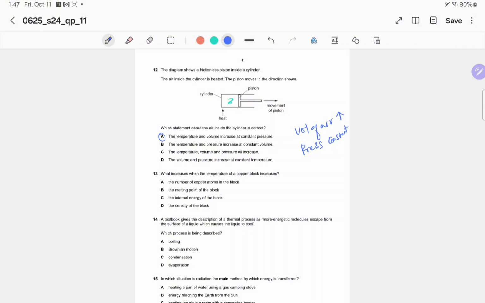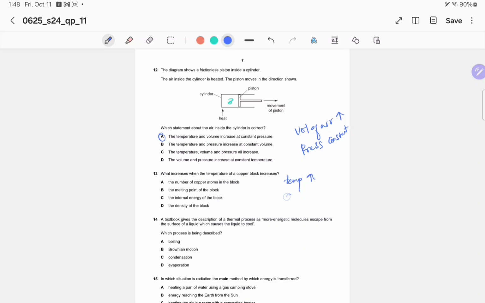Can we go to the 13th question? What increases when the temperature of a copper block increases? What are the things they needed? The number of copper atoms in the block increases. When the temperature increases, which increases: the melting point of the block, the internal energy of the block, or the density of the block? As the temperature increases, what are all the changes we will see?